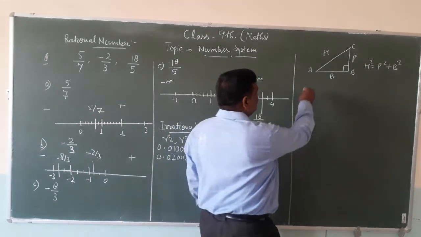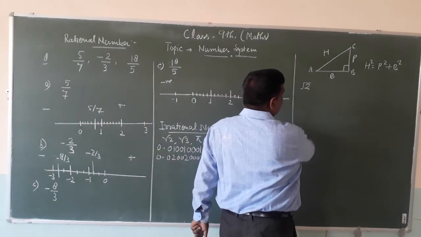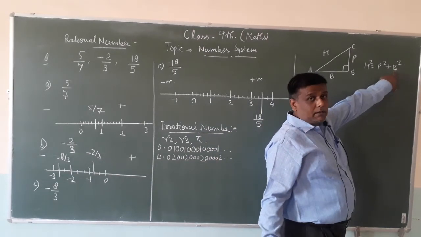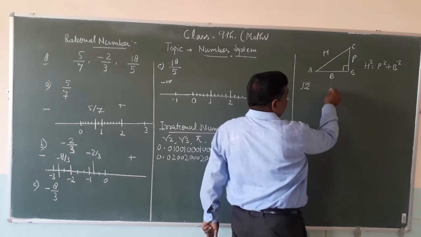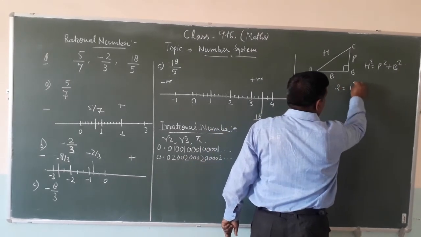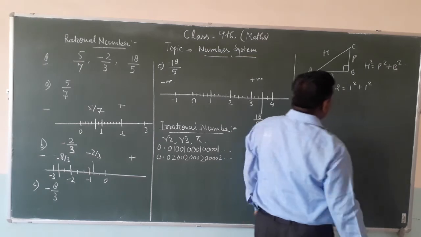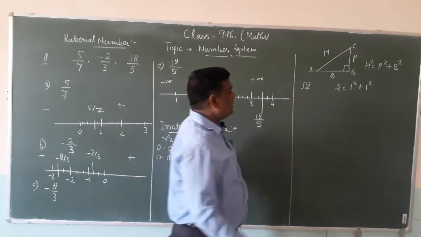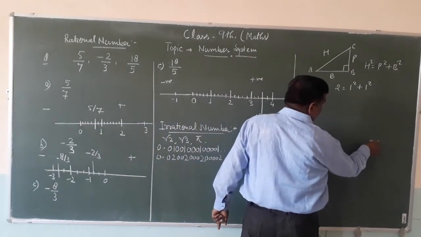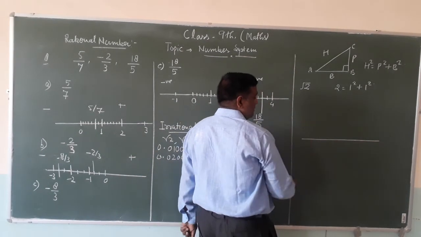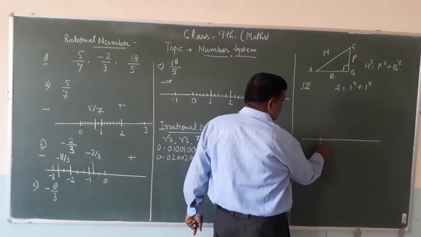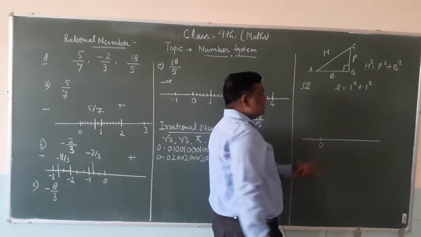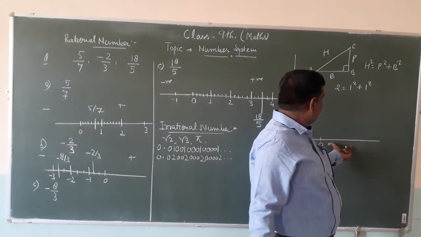First of all, that is root 2. Now 2 can be written in the form of p square plus b square. So we can take 2 is equal to 1 square plus 1 square. It means the base is 1 and the perpendicular is also 1 unit. So first of all, draw a line and mark the point 0, or O.